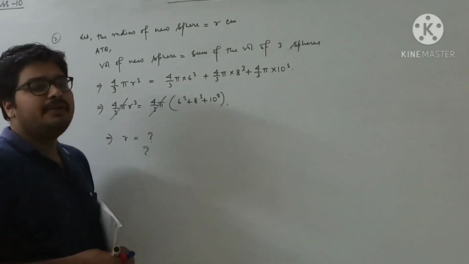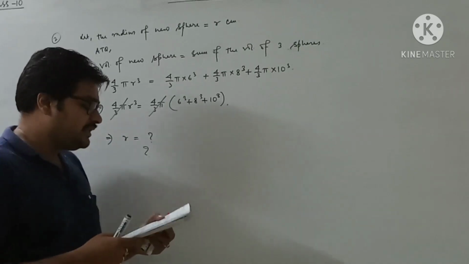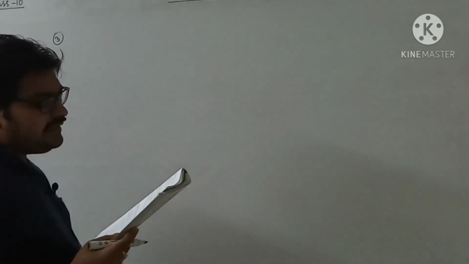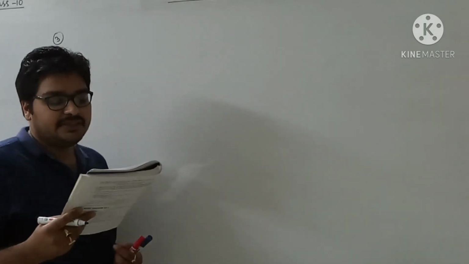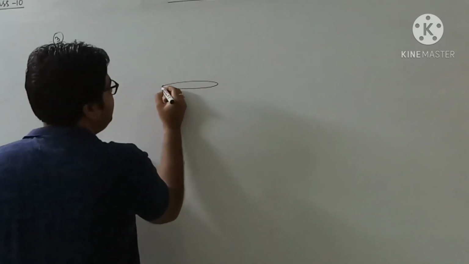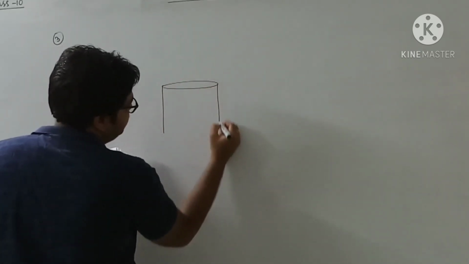Okay? Moving to the next question, that is question number 3. Question number 3. A 20-meter deep well with diameter 7 meter is dug. Okay. 20-meter deep well.